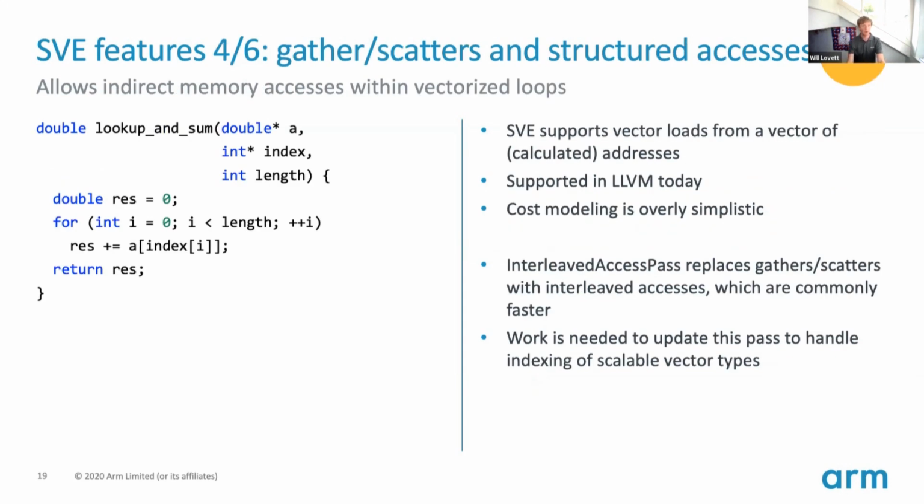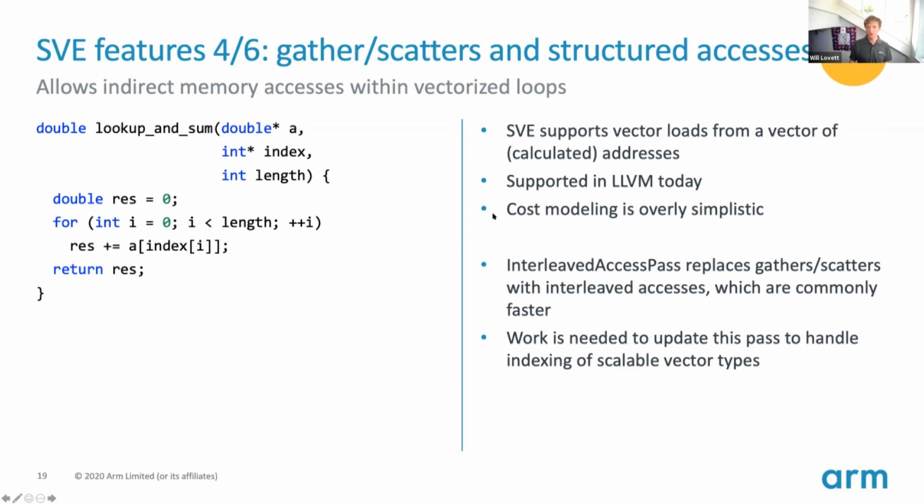Okay, data accesses. If you have indirect or complex data accesses like the one shown here, SVE supports this, and in particular SVE supports gather loads and scatter stores. It also supports structured loads and stores. So if you imagine a structure of pairs of elements, you can load from every second element or every third element. There are instructions that will do that for you. Now, LLVM has good support for gathers and scatters today, which is great.